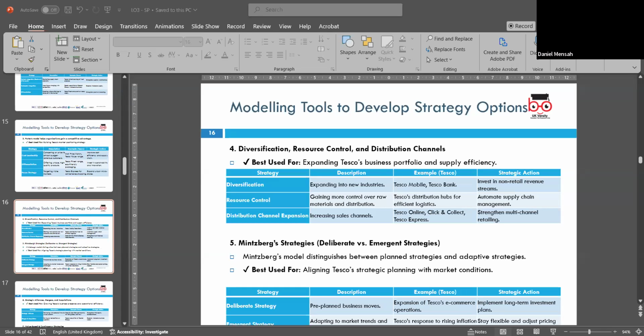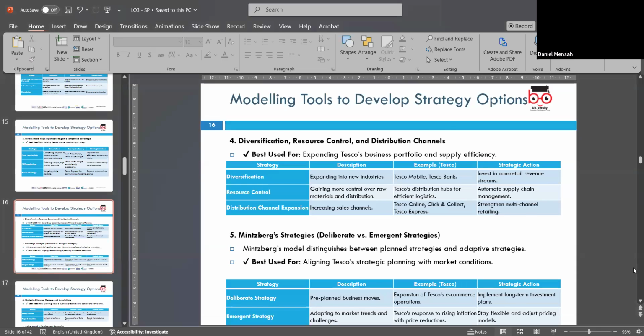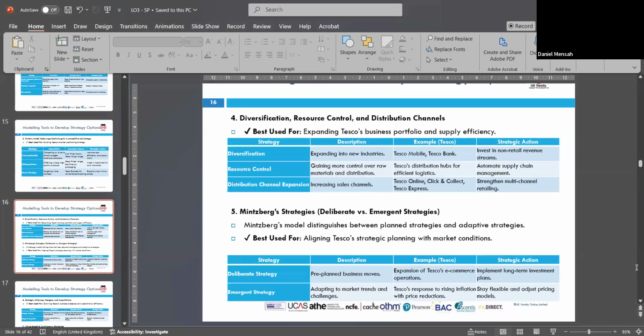So next one is Mintzberg's strategy, deliberate and emergent strategies. I find this part very interesting. I don't know why, but I like this part a lot. Deliberate and emergent, again, these names give a little bit of self-explanation.